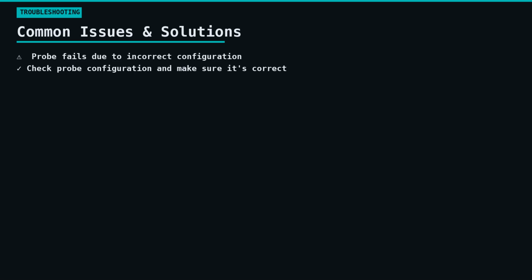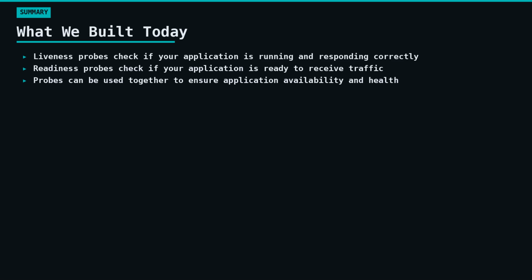In this tutorial, we learned about Kubernetes liveness and readiness probes. We learned how to configure probes to ensure our applications are always available and healthy. We also learned how to troubleshoot common issues with probes. By using liveness and readiness probes, you can ensure that your applications are always providing the best possible experience for your users. Remember to always configure probes correctly and to troubleshoot issues promptly.